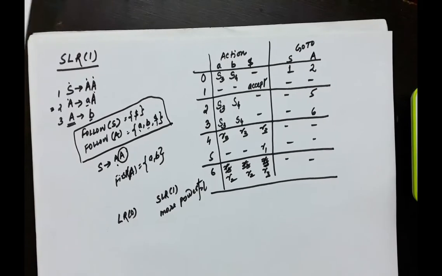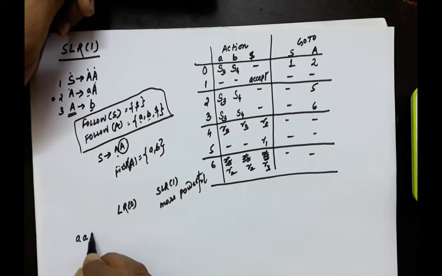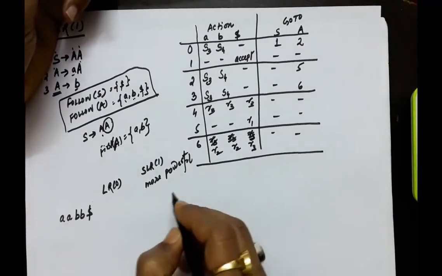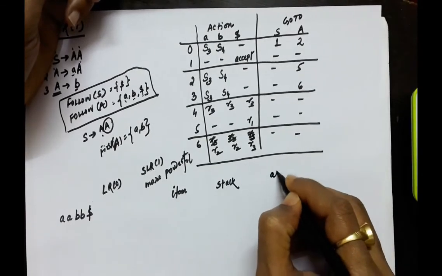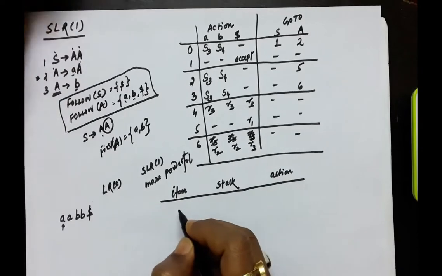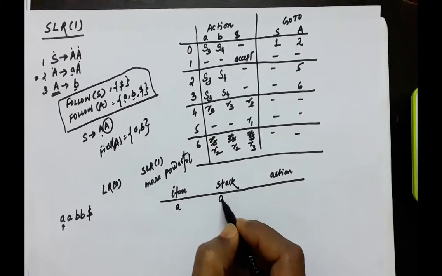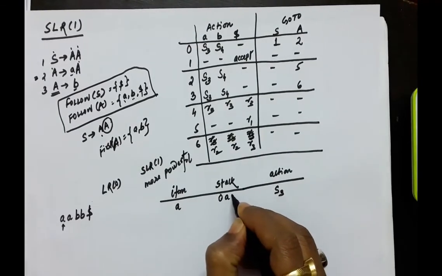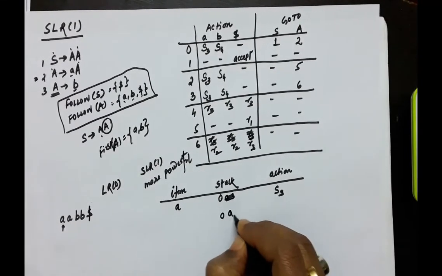Let's take an example just to understand this. Let's take the example that we have taken earlier, the string small a, small a, small b, and then at the end a dollar. Now let's make a table of item, stack and the action we have to take. We have the first symbol small a, and on the stack we write the zero state. On 0 with small a, we have to shift. The shift action is S3. So the stack becomes 0 a 3.